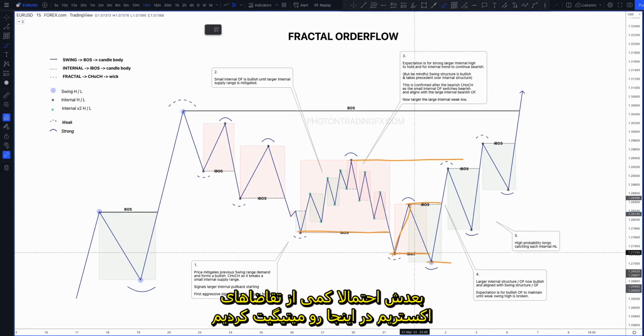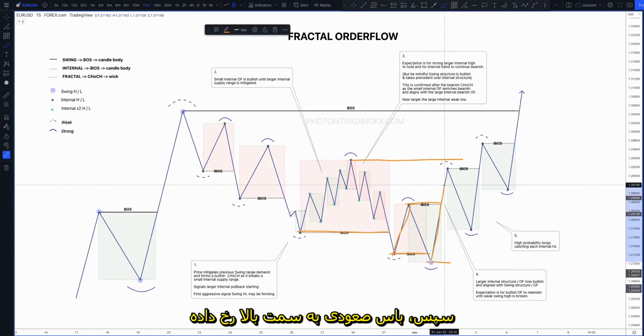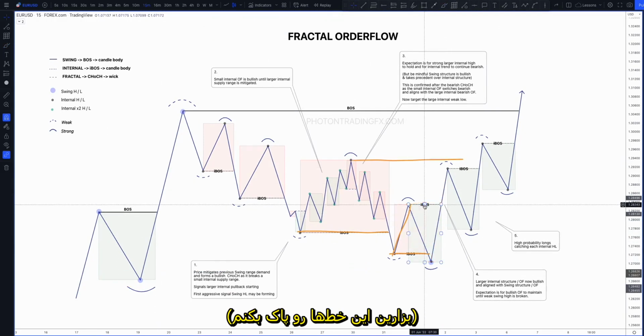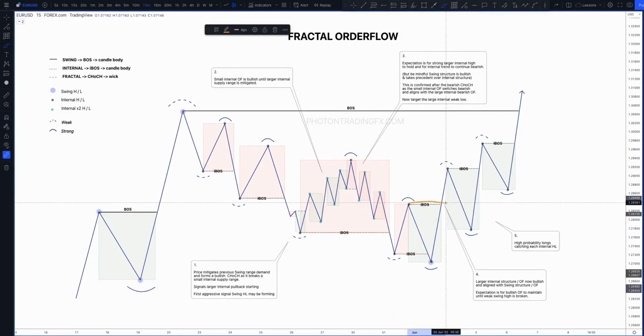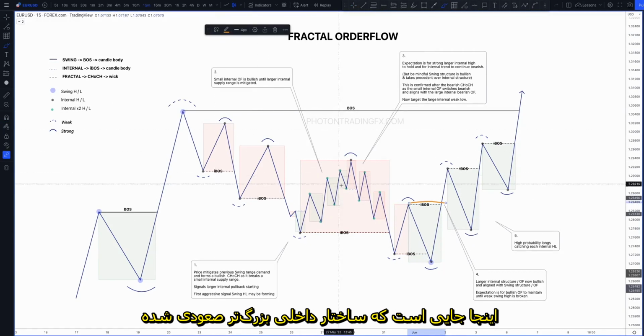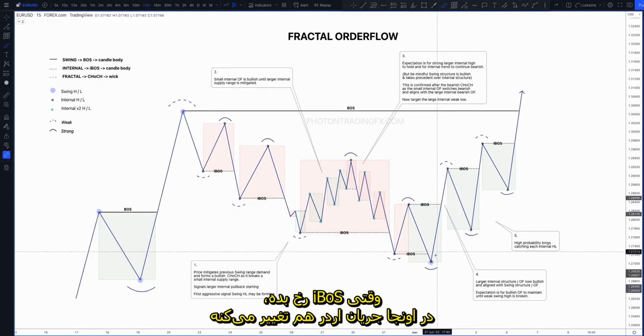But then what happens is we mitigate maybe some extreme demand within here, and then we get a bullish break of structure to the upside, right? So now the internal structure, get rid of all these lines, has shifted bullish at this point here, and this is where the larger internal structure has shifted bullish. The larger bearish order flow is now bullish, right? It's the exact same thing. Where you get that internal break of structure is essentially where the order flow shifts.